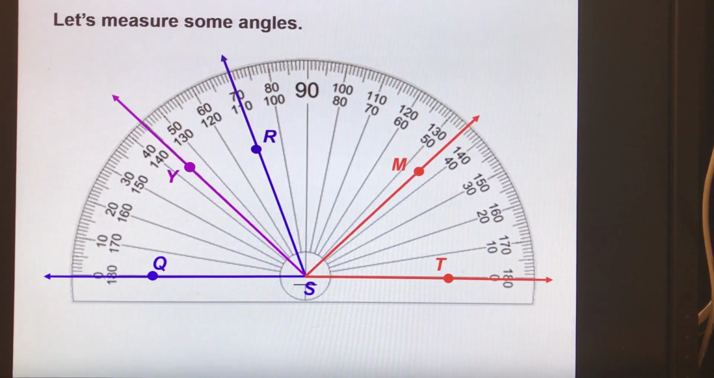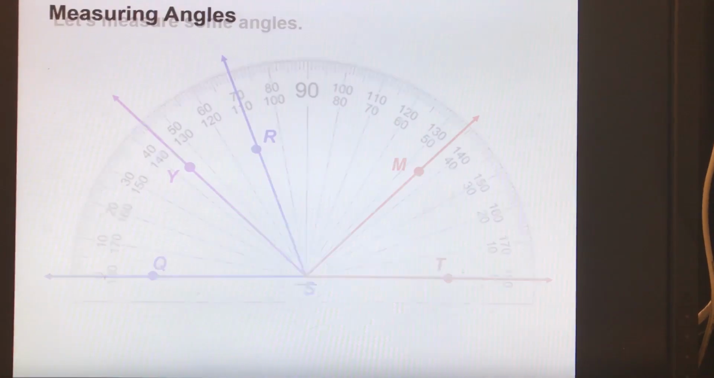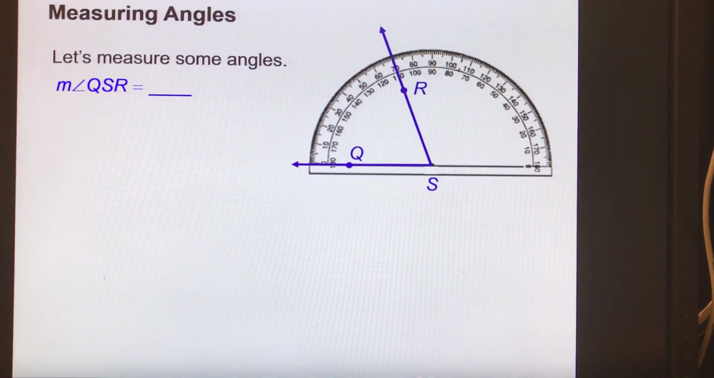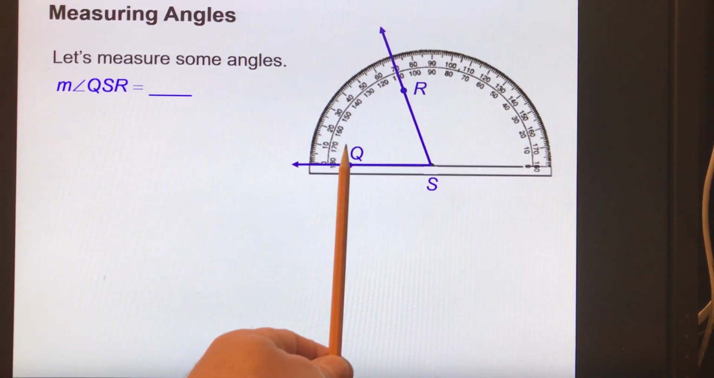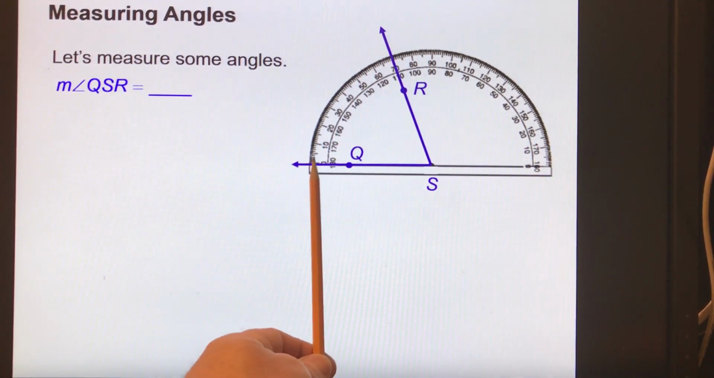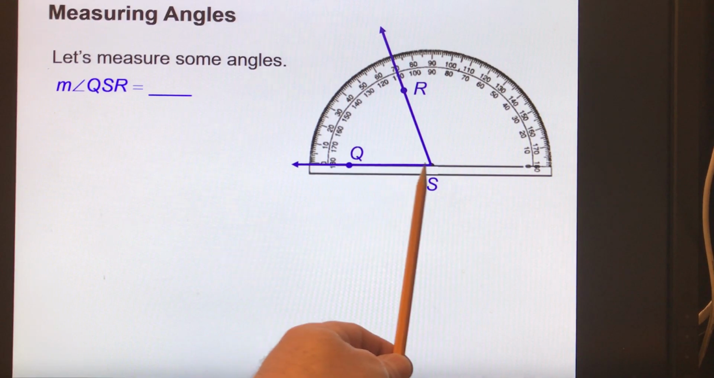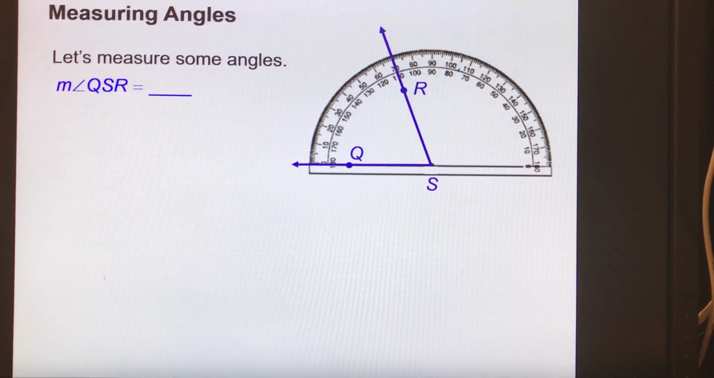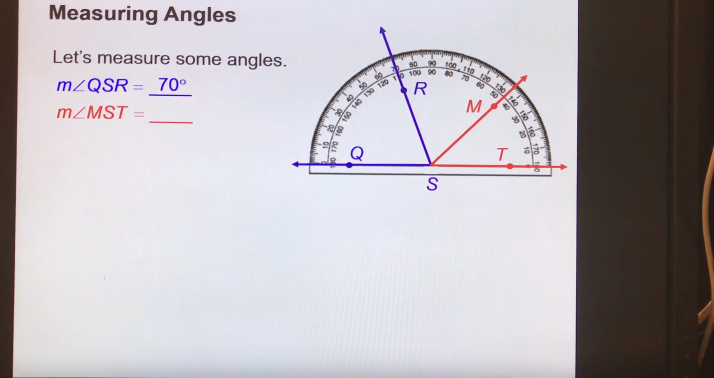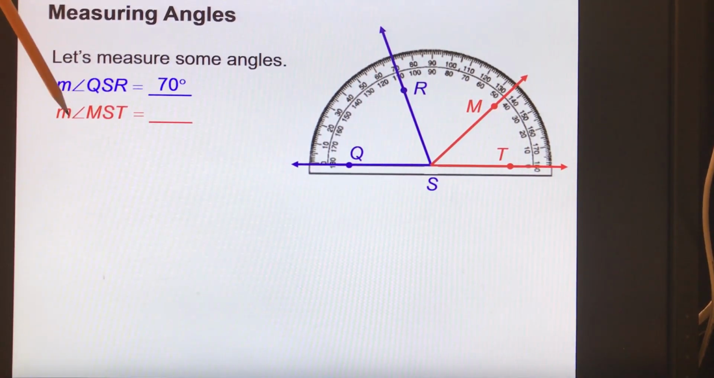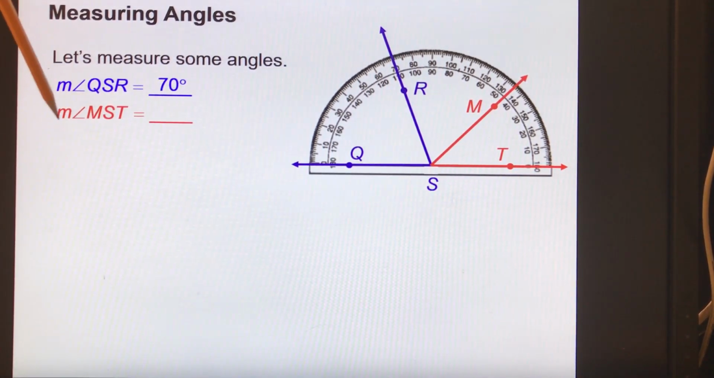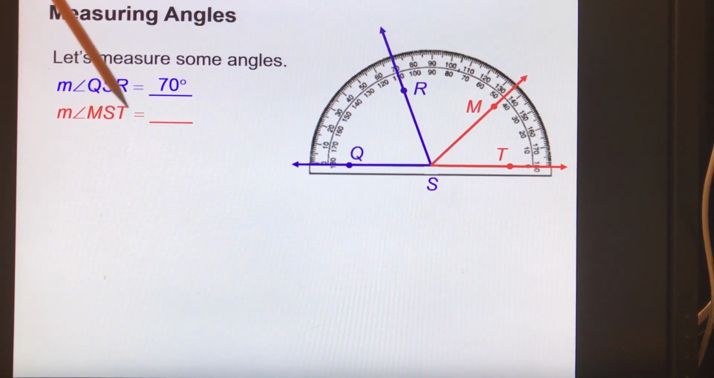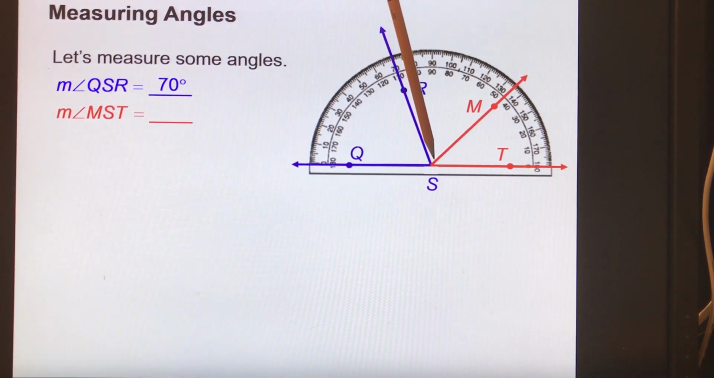We have several angles here. Okay, let's take a look at the angle here. Notice we want to be on the outside where the 0 is, and line this up with the vertex. We're finding the angle QSR. Remember, S is the vertex, it's in the middle. Okay, so over here we're finding the measurement of angle MST. So here's your vertex.